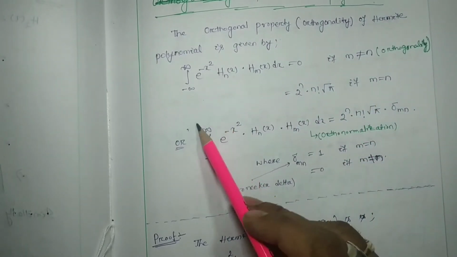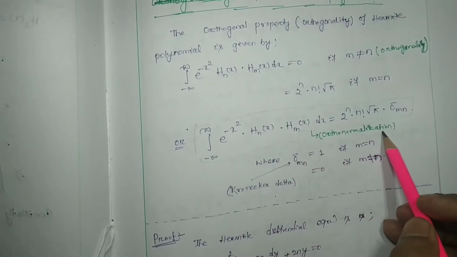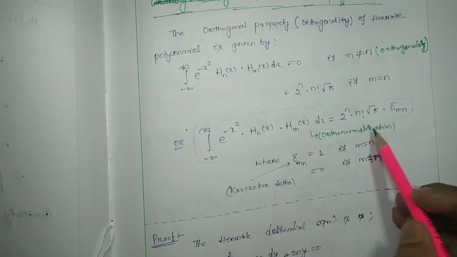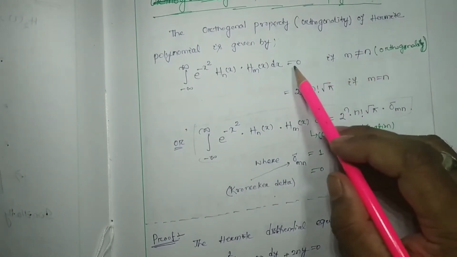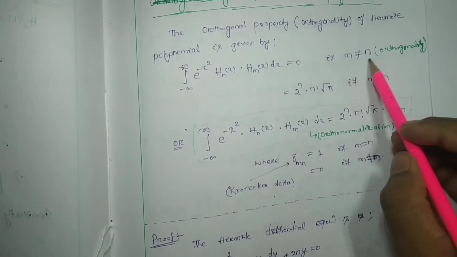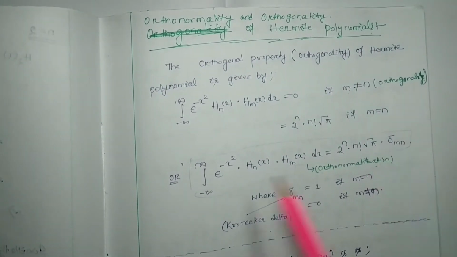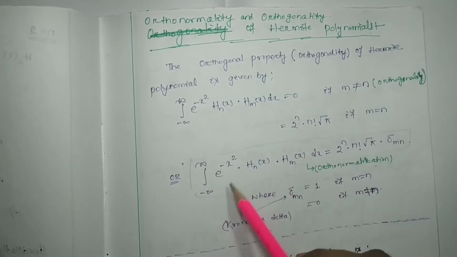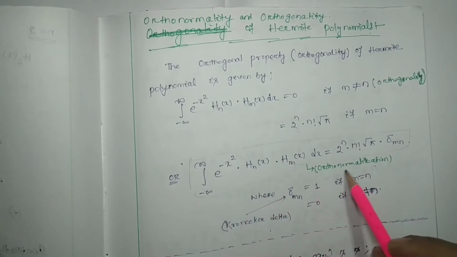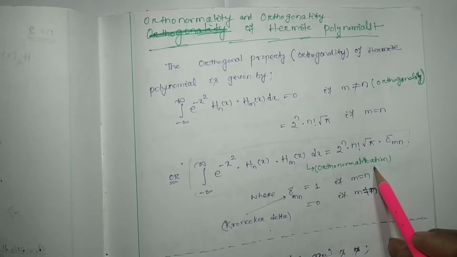And this equation is called your normalization property, orthonormal. But when it is 0, it is called the orthogonality property, when m not equal to n. But whenever we use the Kronecker delta and write the general equation, then that equation is called your orthonormalization property or orthonormalization condition, whatever you can say.